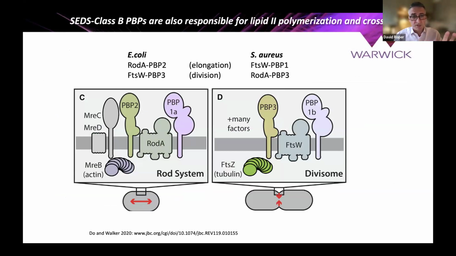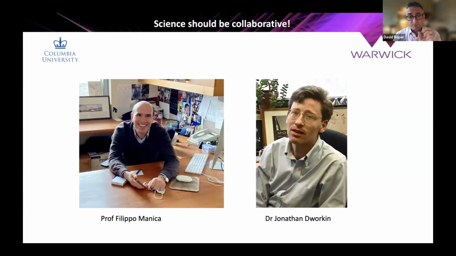In E. coli, for example, you have RodA and PBP2, which is the central enzymatic engine that drives cell shape construction. And then you have FtsW and PBP3, sometimes known as FtsI, at the heart of division, again assisted by other proteins to give you peptidoglycan biosynthetic activity at those two sites. So these are the engines which drive cell wall biosynthesis and are assisted by the class A enzymes.